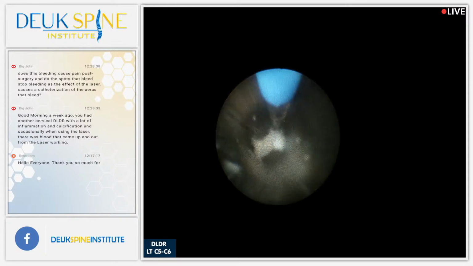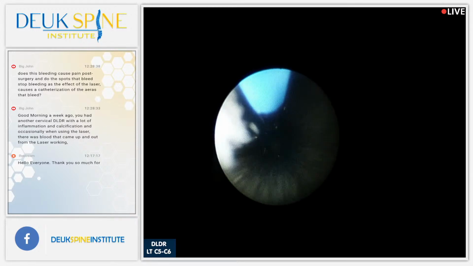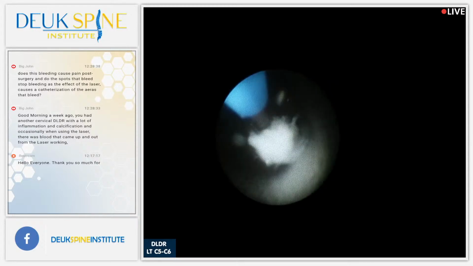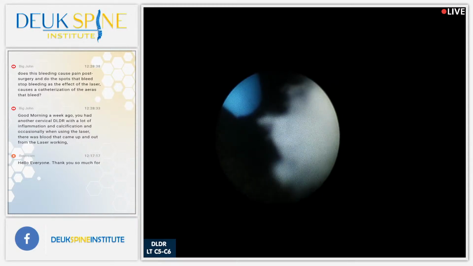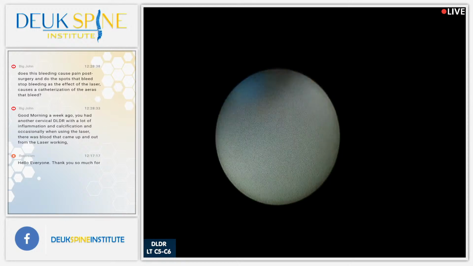Folks, don't let these doctors do fusions on you and artificial discs anymore. You don't need it done. All you need is this laser, Deuk laser disc repair, to get out of pain. Done at the Deuk Spine Institute. If you can't find it done where you live, come to the Deuk Spine.